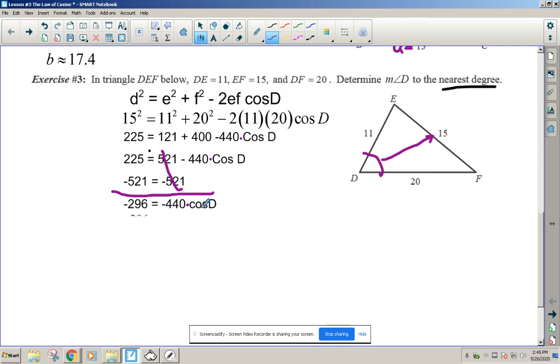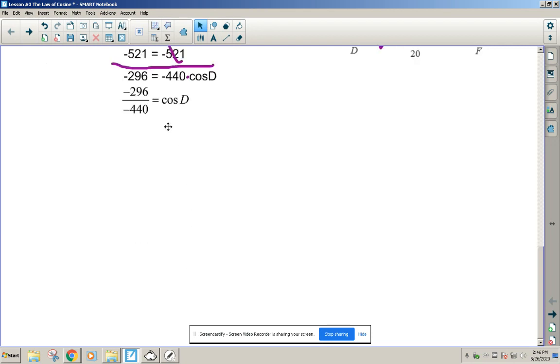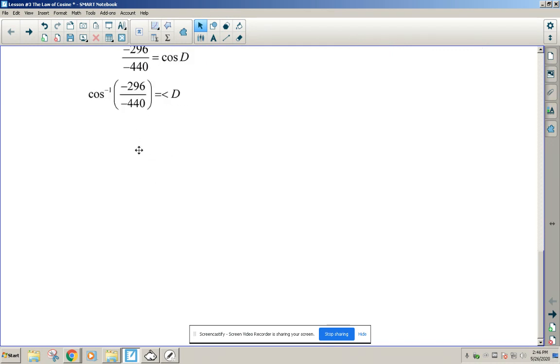It's negative 440 times the unknown, but I still have to follow the basic laws of algebra that I've always used. So if I'm going to get cosine D alone, I have to divide both sides by the negative 440. So now I have this fraction. And if I want D by itself, I now have to bring cosine to the other side. And if you remember, that's the arc cosine.